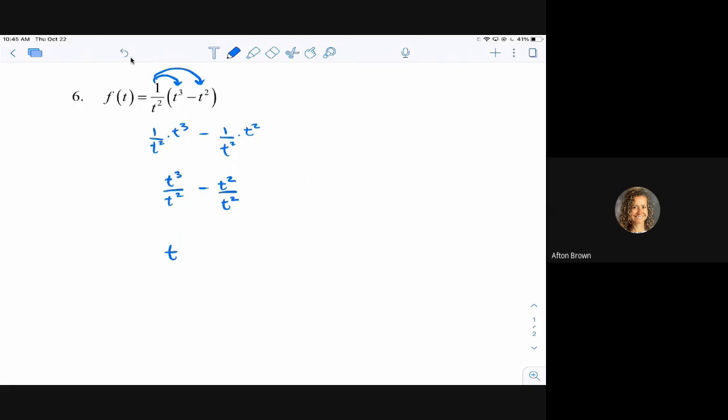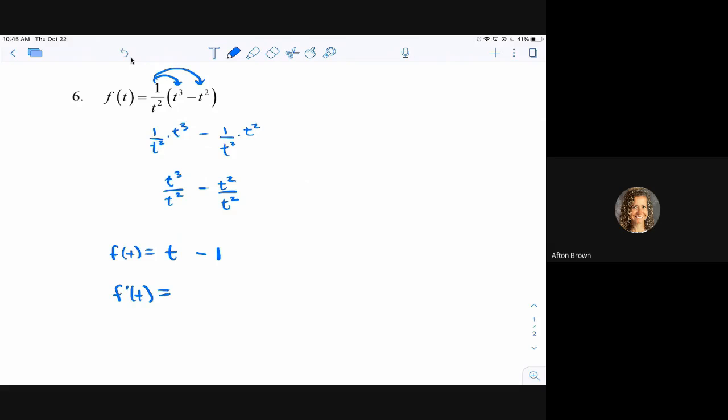T squared over t squared is what? 1. Have I taken a derivative yet? No. So make sure on this side that you're always labeling it. This is still f of x. Sometimes that's where we make mistakes. We just forget where we are in the problem. So this is f of x. Now we can take the derivative, or in this case, f of t, I guess.